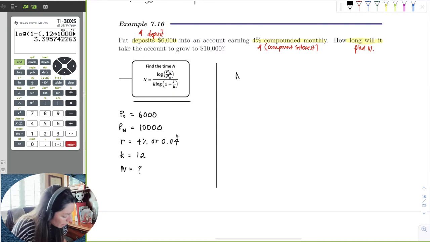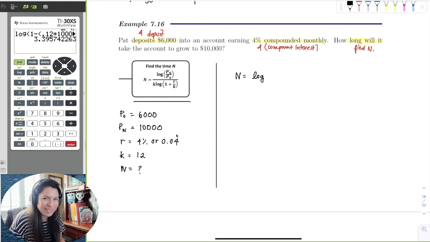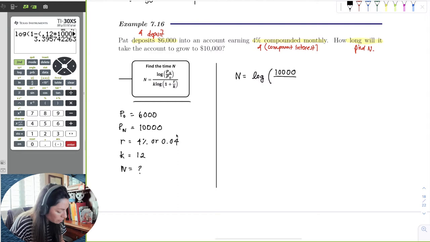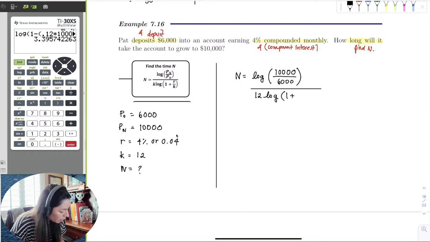And then we get N equal to the log of, and don't worry, log is just a button on your calculator. So the log is P sub N, which is, we want it to grow to 10,000 from P sub 0, which is 6,000. All divided by K, which is 12, times log of 1 plus R over K, so 0.04 over 12.